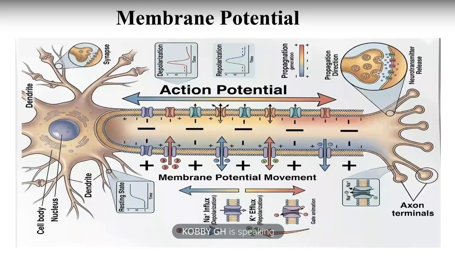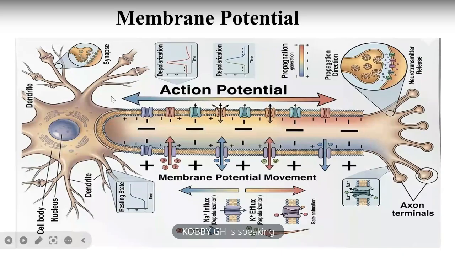Okay, let me start all over again. So the impulse transmission is going this direction, from here to here, and that is what we call the action potential. So the action potential is moving this direction, and it's very interesting. Let's assume the impulse has gotten to this point.